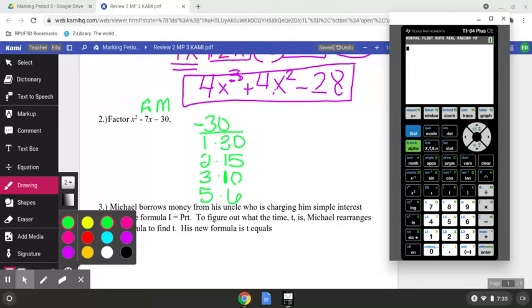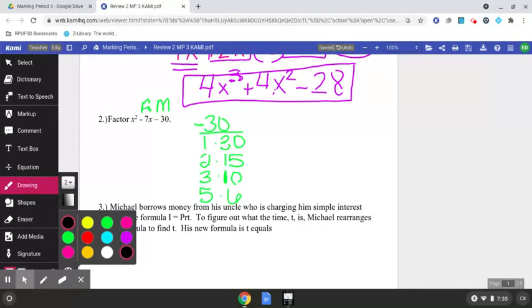Now we're going to figure out our signs because we have to figure out what's positive and what's negative. I need to multiply to a negative 30, which means my signs have to be different, meaning one has to be positive and one has to be negative. Because I'm adding to a negative 7, my larger number is going to be negative. So when I look at my list, I'm going to make the bigger numbers of the pairs negative.